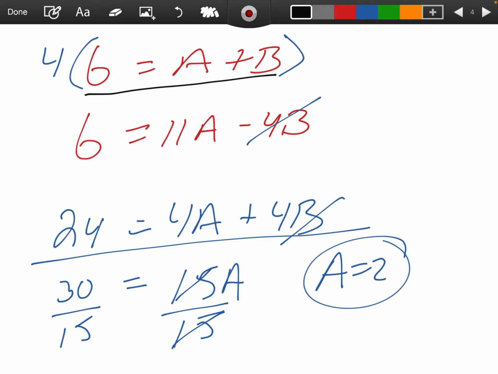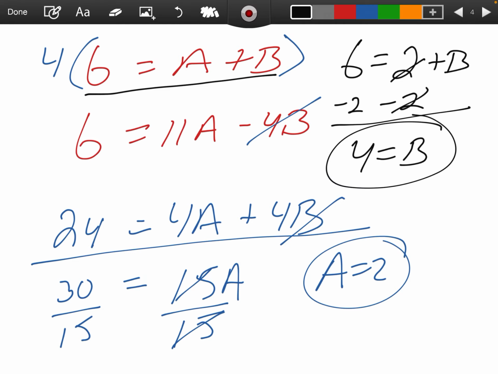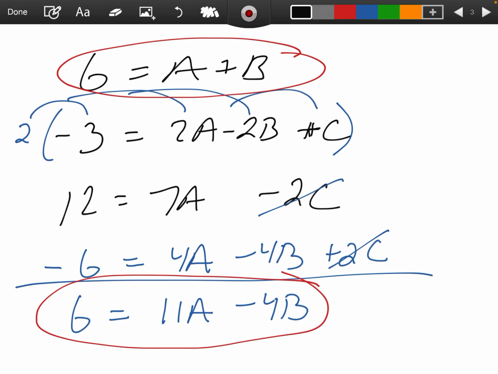Okay, so we know that a is equal to 2. We can use, say, this equation right here. 6 equals a, which we just found to be 2, plus b. So if I subtract 2 on both sides, that's telling me that b is equal to 4. So notice we have a, we have b, right?